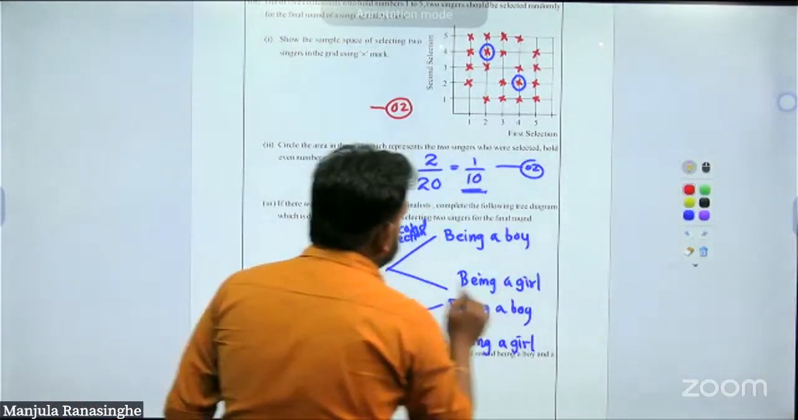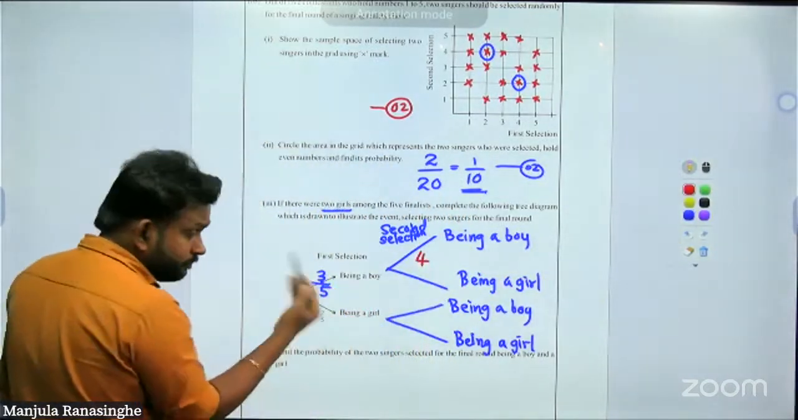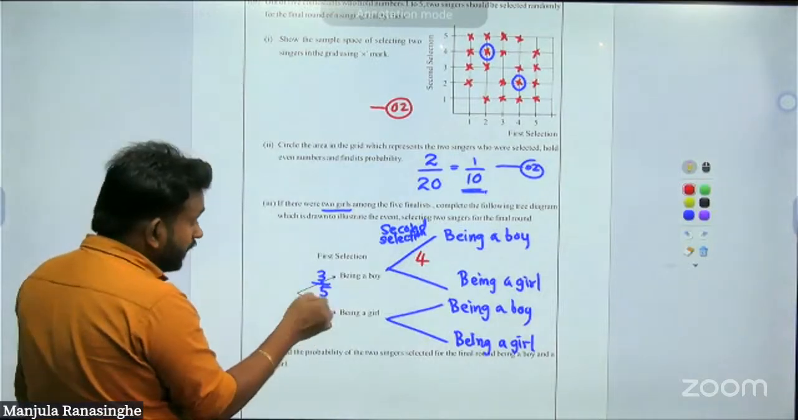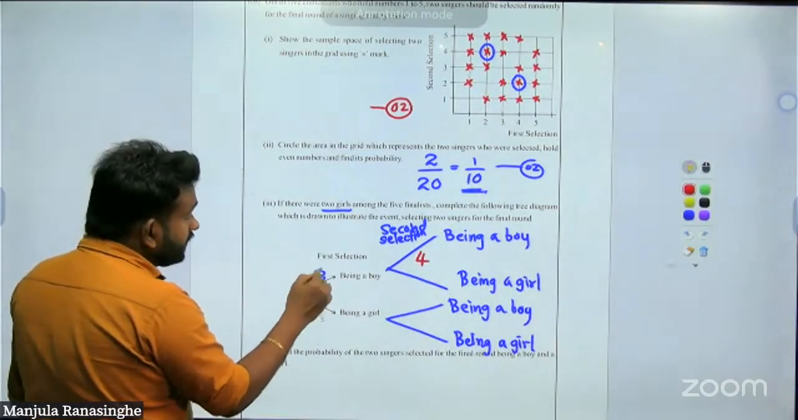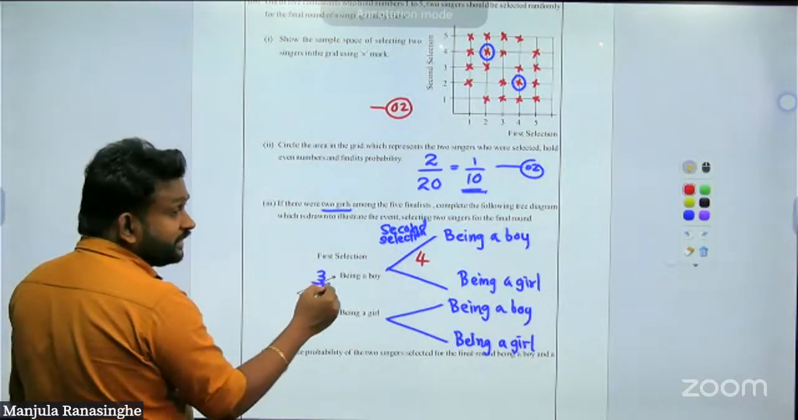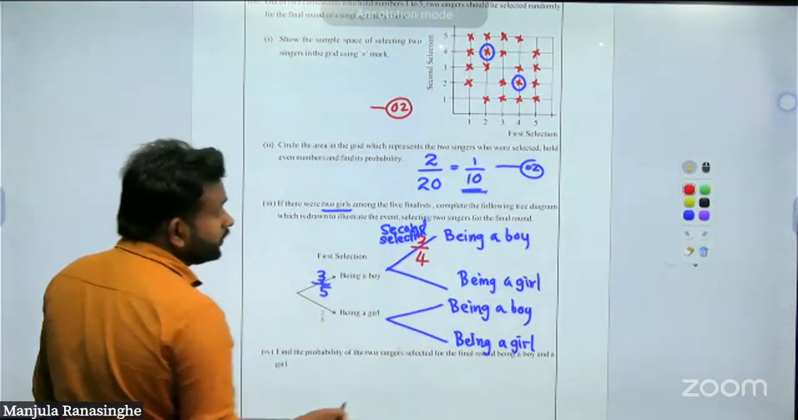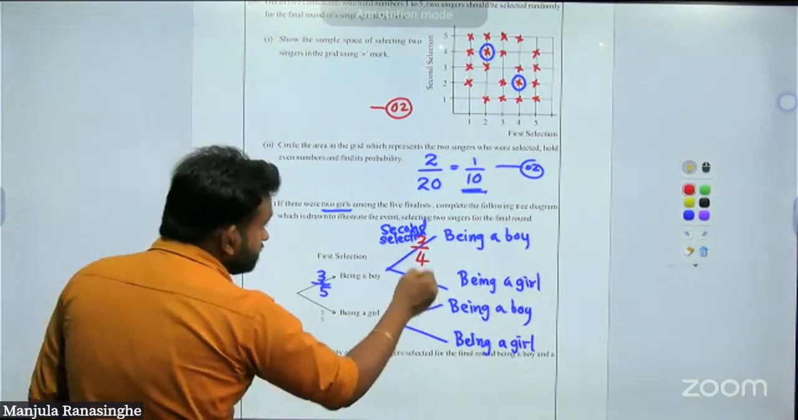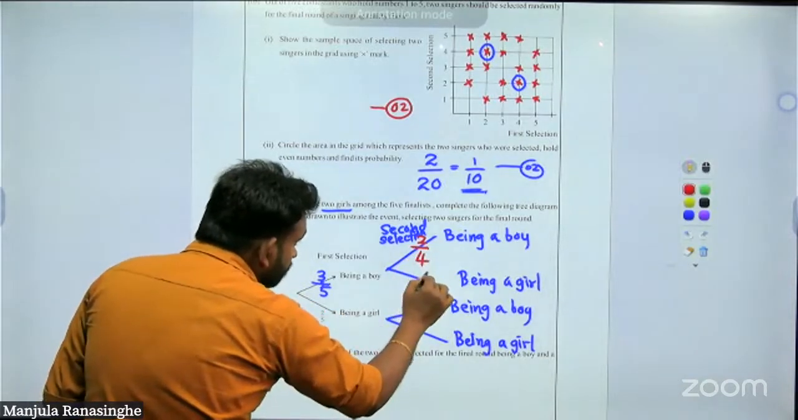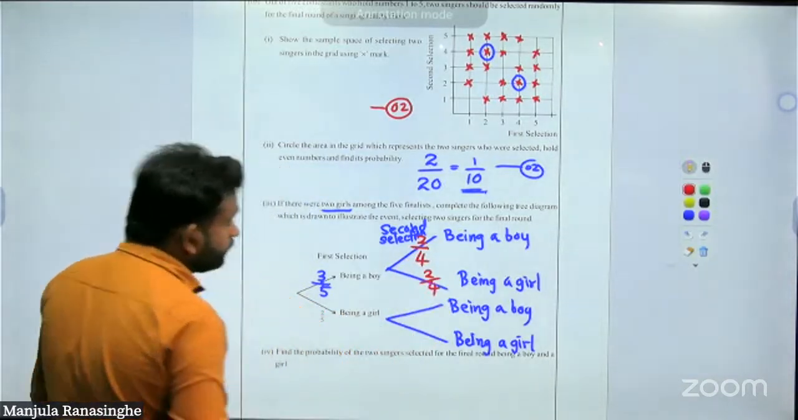4. Okay, then here there are 4 total people, because one got selected. Here 3 boys were there, now one got selected, then the boys come as 2. Okay, no need to check. The sum of these two is 1. 2 upon 4, and here also 2 upon 4.